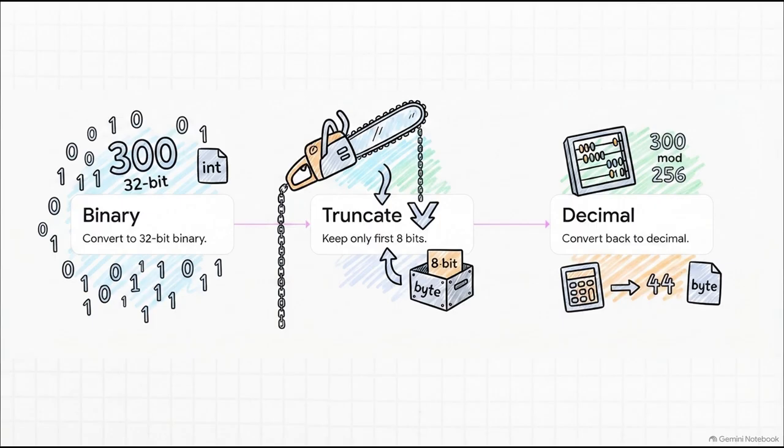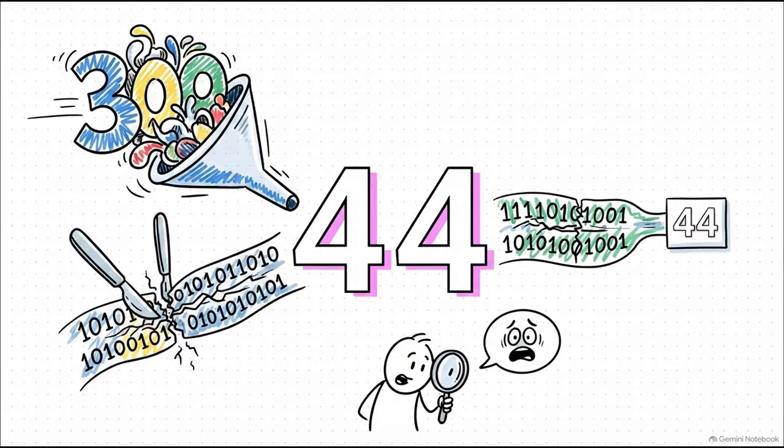A super handy mathematical shortcut for this is taking your large number and finding the modulo of the destination's range. Since an 8-bit byte has 256 possible combinations, you calculate 300 modulo 256. And the remainder is 44. Tragically, your massive value of 300 shrinks all the way down to 44.